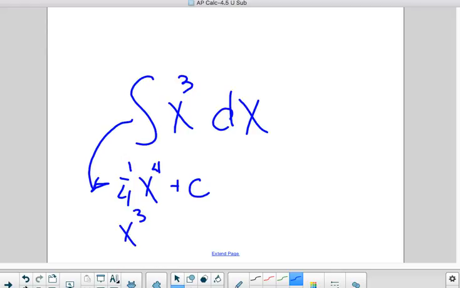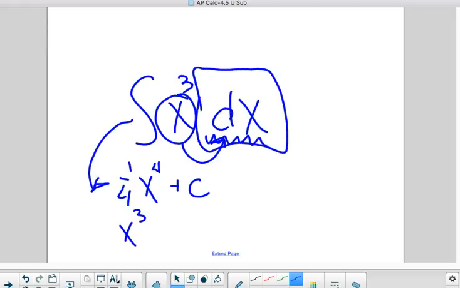What is dx? Change of x. Doesn't it also stand for the derivative of x? Yes. The chain rule is already built into this problem. Do you agree that the derivative of x is dx? So when you integrate something, you need to have its derivative there with it.